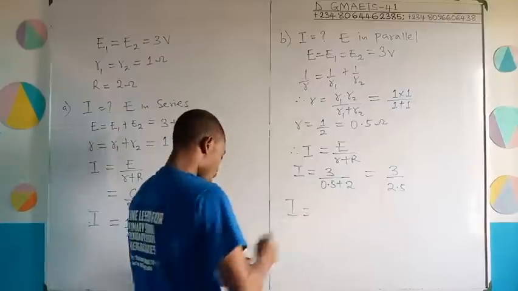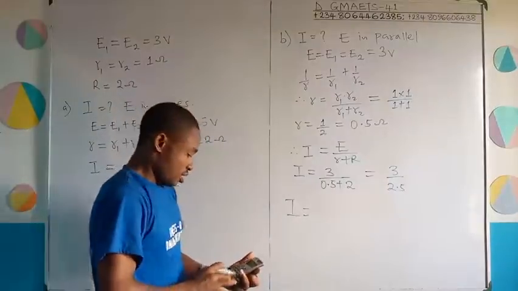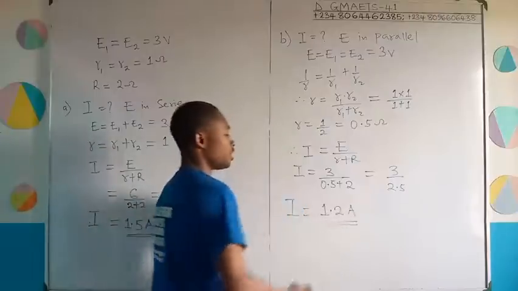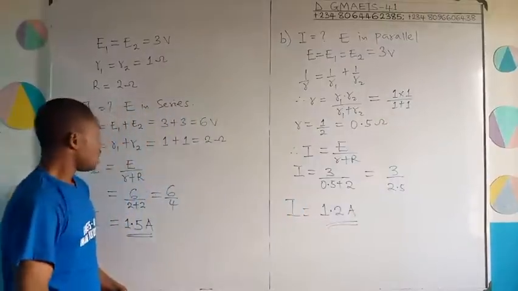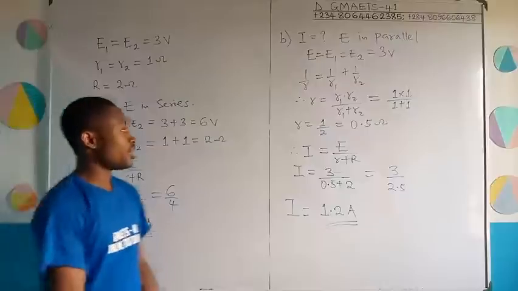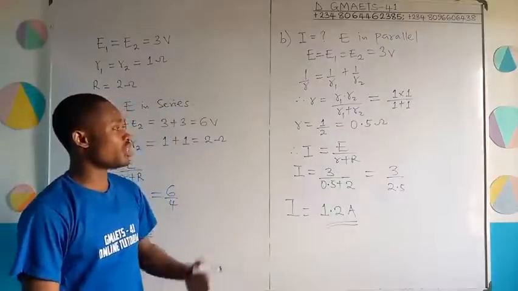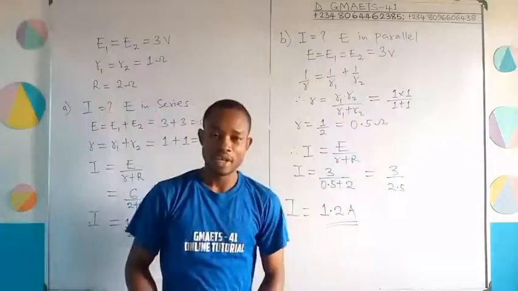So let us see what the current is going to be. This is 1.2 ampere. Good. So you see, in this case we have 1.5 ampere, and here we have 1.2 ampere. So this is the current that will be delivered in each case.